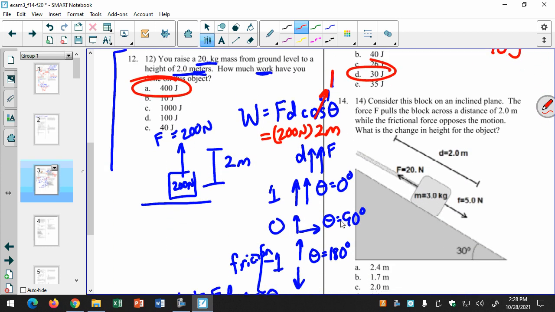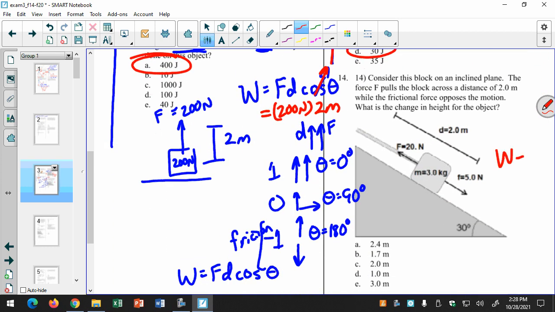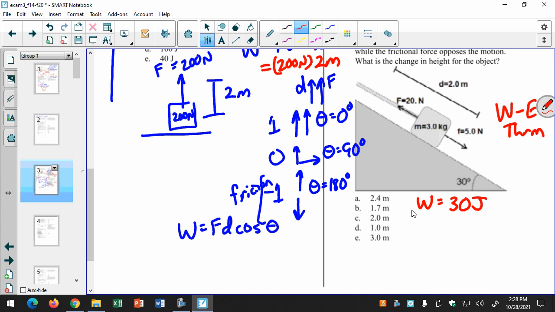Now, this problem is also work energy theorem. That's that work causes change in energy, that number 4 topic. And here I have the same situation, and I want to know what is the change in height for the object. Well, I already know the amount of work that I'm doing. I'm doing 30 joules of work. And so now I want to know what is the change in energy that brings about.